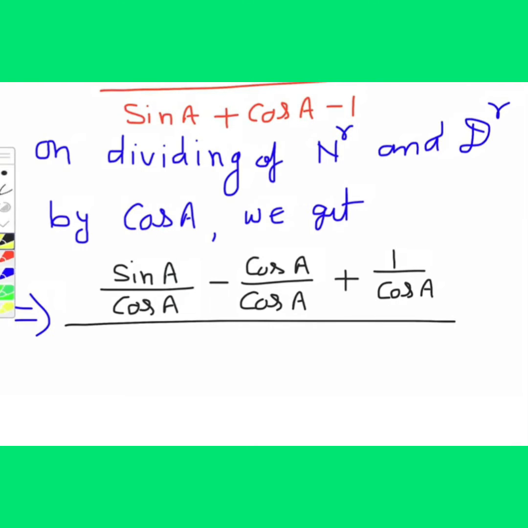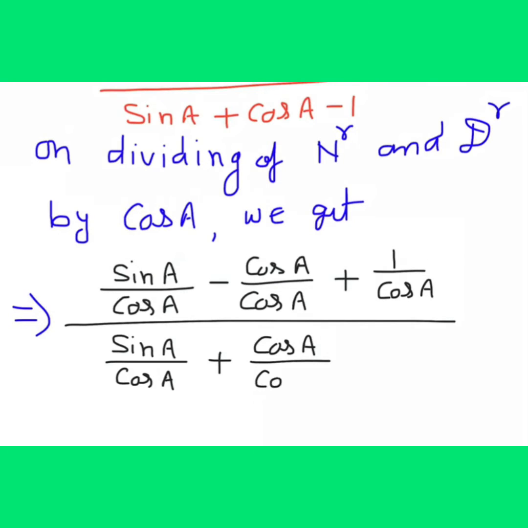sin A divided by cos A, and the next term is plus cos A divided by cos A, and the last term is minus 1 upon cos A, means all terms of numerator and denominator are divided by the trigonometric ratio cos A. So we will get just like that, you can observe here.